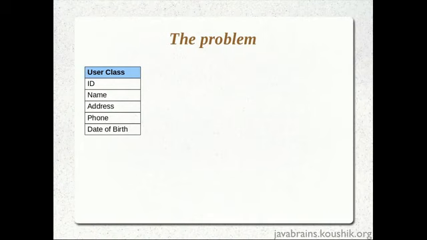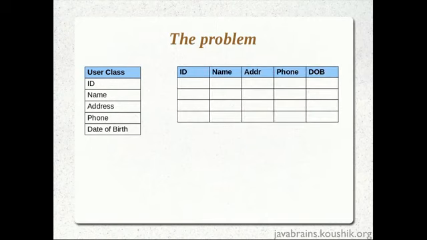How would I do that? I would have a user table, and each of these user objects would have data for a particular user, and I would save them as rows in the table. So what would happen is I would have a table like this. I would call this the user table, and I would have 5 columns that correspond to the 5 member variables of this user class.